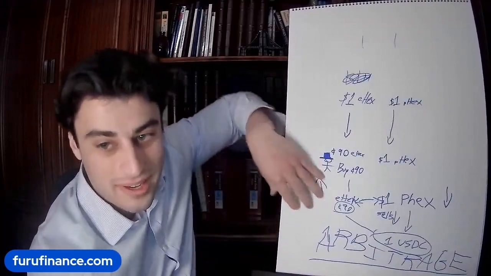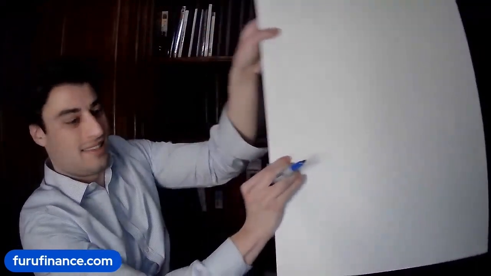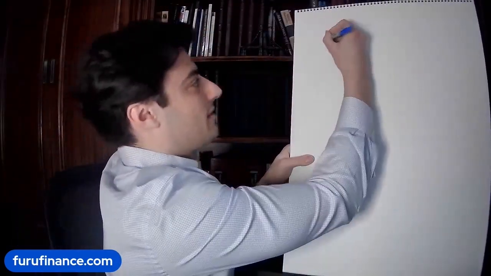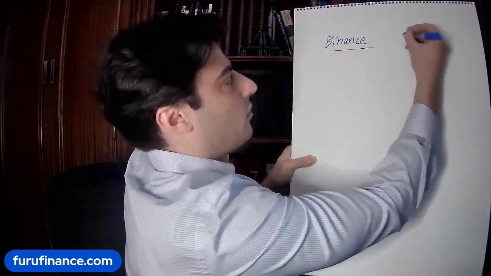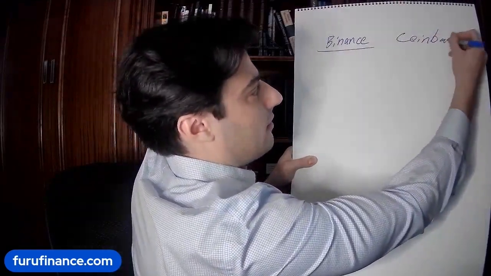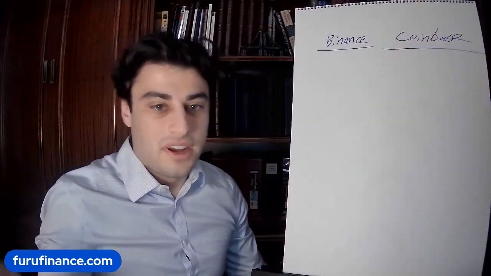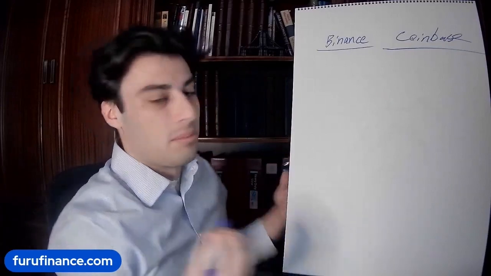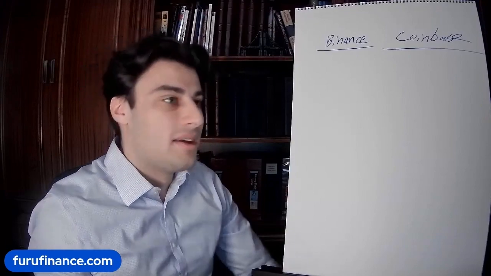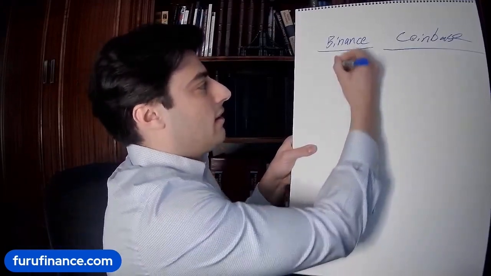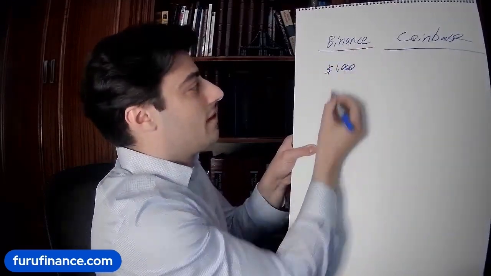Why is Bitcoin the same price on every exchange, more or less, right? So you have Binance, right? You have Coinbase, right? They both have completely different order books, different customers, whatever, but the price of Bitcoin is more or less the same. Why? Because let's say Bitcoin is trading at $1,000 on Binance, okay?